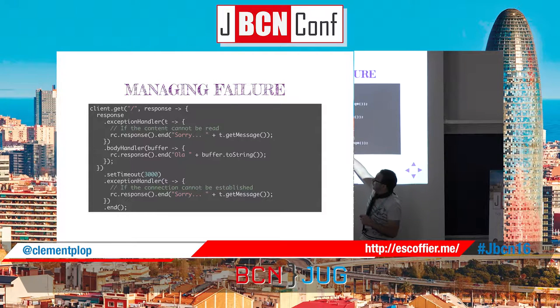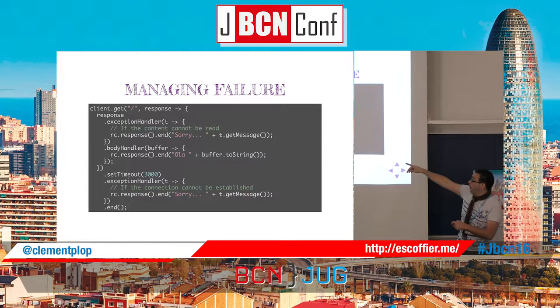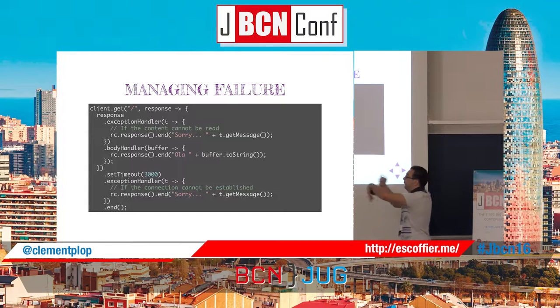The second exception handler here is when you read the content, but the content is corrupted, cut in the middle. It often happens if you do mobile applications, because of roaming and stuff like that. This exception handler is different because it is really specific to the case where the communication has been established, but the content cannot be read.